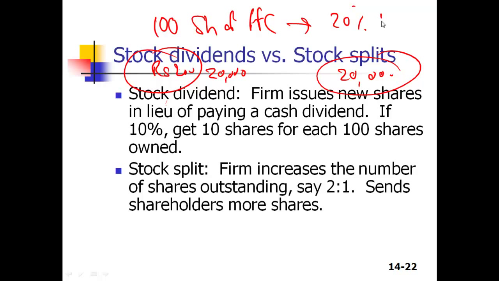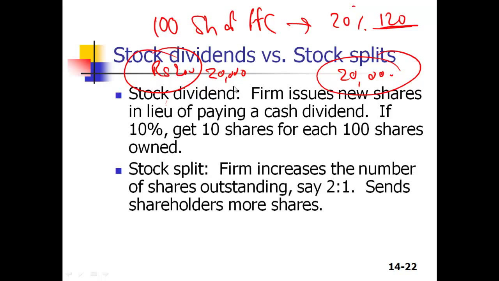How many shares do you now have? You have 120, and what's the new share price? It will be 20,000 divided by 120. So your net worth stays the same. This is a stock dividend, so no reason to get overly excited when you get extra shares. It's just that you have more shares, but each share is worth less.